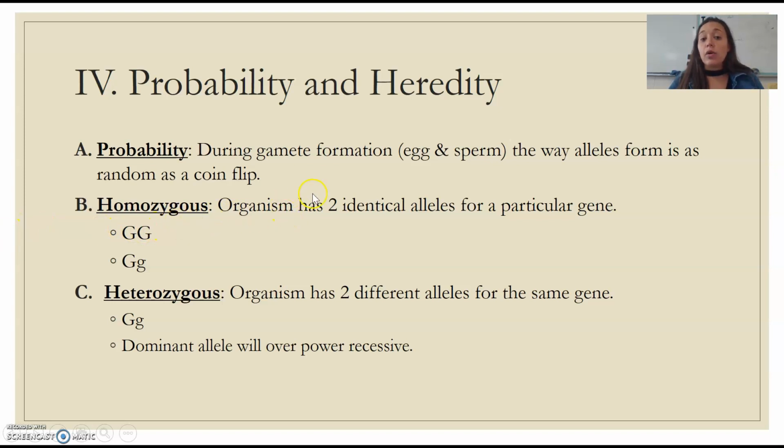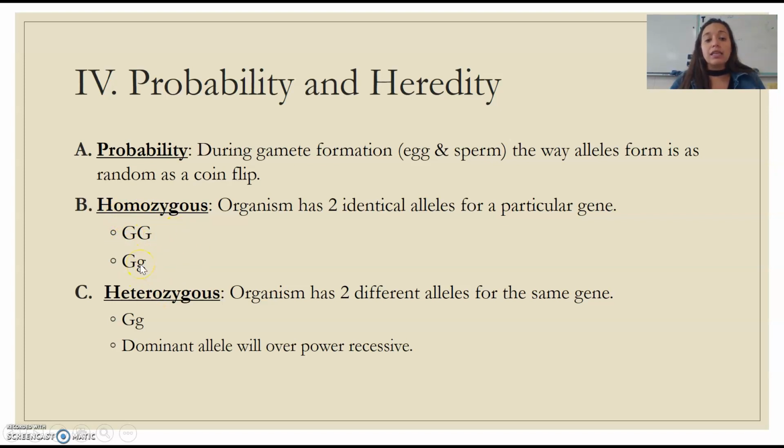Homozygous means the organism has 2 identical alleles for a particular gene. So either it's going to be homozygous dominant, that's this one right here, or homozygous recessive, and this should be 2 little g's. I'll fix this on your guided notes. So imagine this being 2 little g's. I think when I press enter, it automatically capitalized it. Homo means the same, right? So it has to be 2 capital or 2 lowercase.